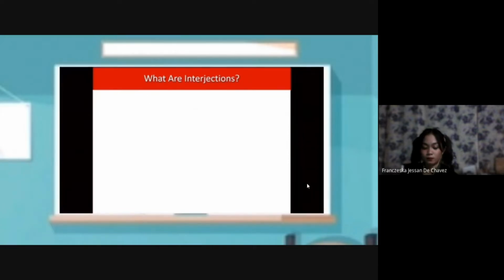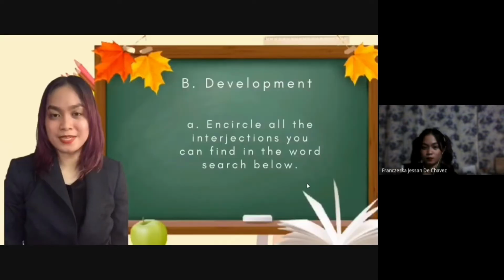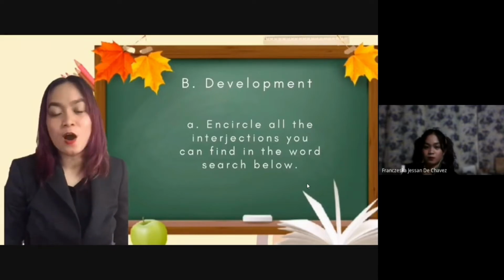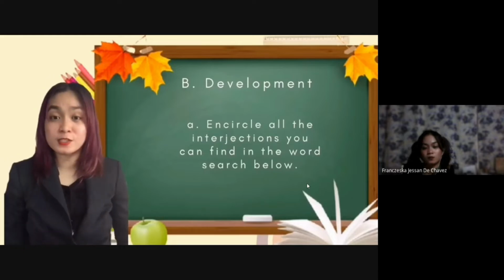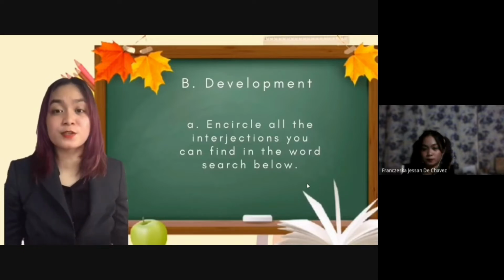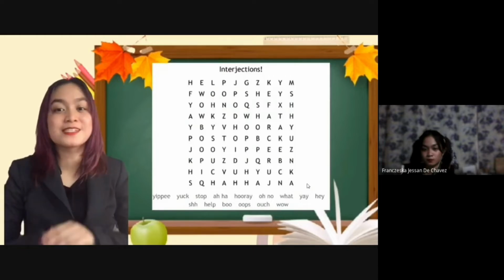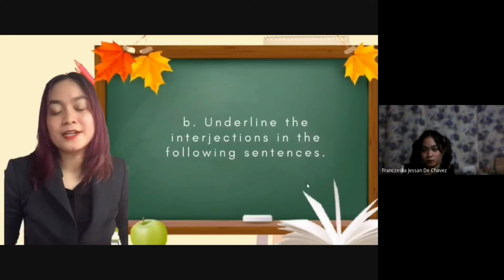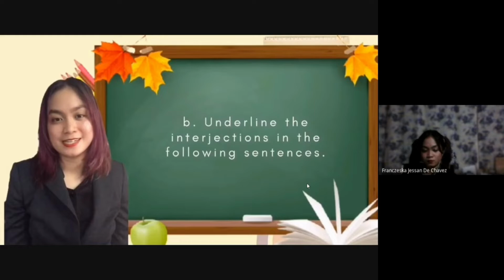Okay, that's everything. That's all we're going to say about interjections. Letter B, development. Okay, class, I'm going to give you activities. On the first part, under letter A, you have to encircle all the interjections you can find in the word search below. Remember, guys, you can encircle as many interjections as you can see. And on the second part, letter B, underline the interjections in the following sentences.